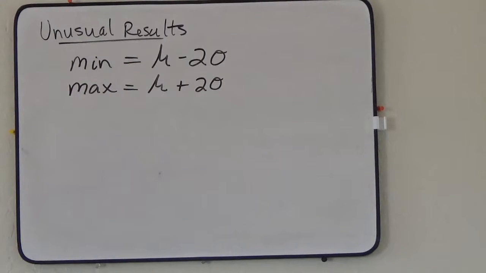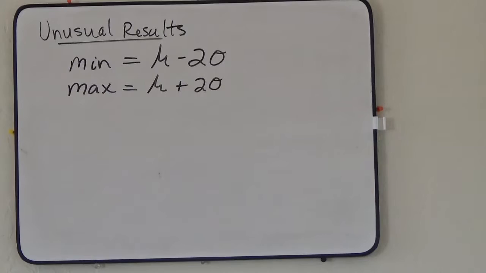Okay, this is 5.2, the second part of the video. Now, we want to be able to make sense of our results. So, remember how we talked about unusual results? Our unusual results are outside of the parameters of our minimum and maximum values. Our minimum value is mu minus 2 times the standard deviation, or the mean minus 2 standard deviations. The maximum is the mean plus 2 standard deviations, as you can see up there.